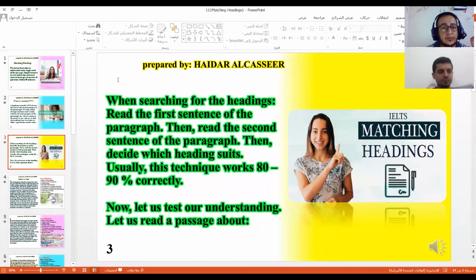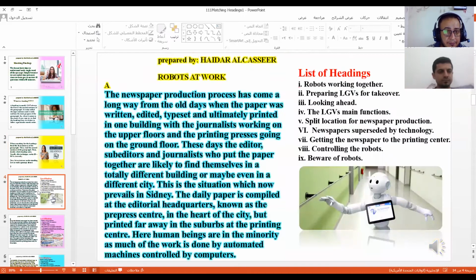What to do? Firstly, you need to read the first sentence of the paragraph. If you find the heading, that's it. You leave the paragraph and move to the other one. If you can't find it, read the second sentence. Is that understood? Okay. Now, let's come here to the example.